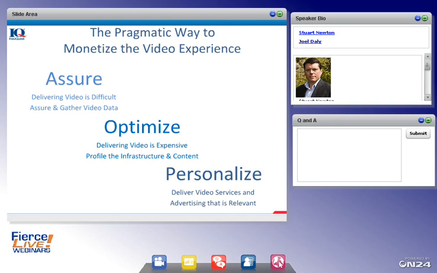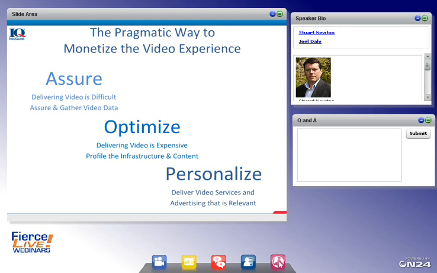So pragmatically, in terms of monetizing the video experience, we look at this in three different ways. Firstly, you need to assure the video. We've been through that video is difficult. You need to gather the data. You need to make sure that there's a good quality experience, because people will pay for good video in good quality. They will not want to pay for good video if it's not in good quality. People will watch poor quality video if they don't have to pay for it. But if they have to pay for it, they will want it in good quality. So you need to make sure the user experience is good in terms of getting the video and how they watch it. The second phase is optimization.